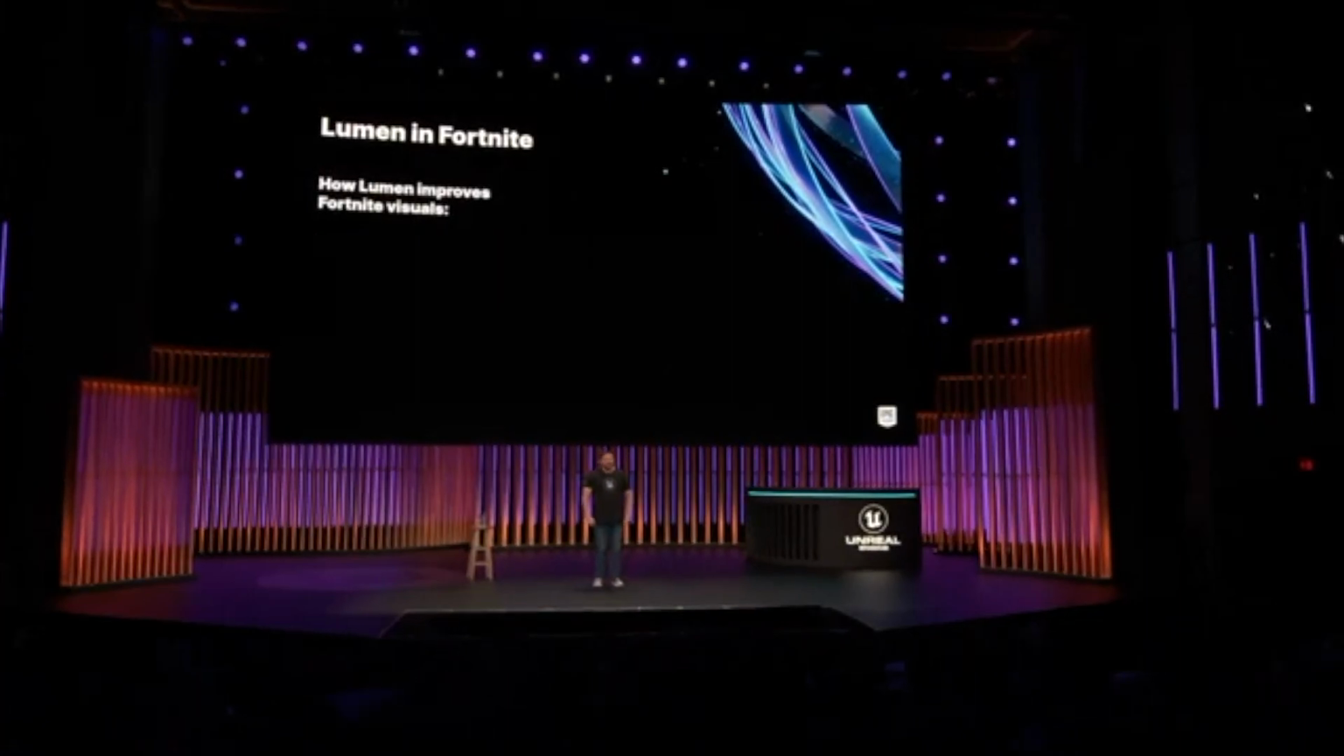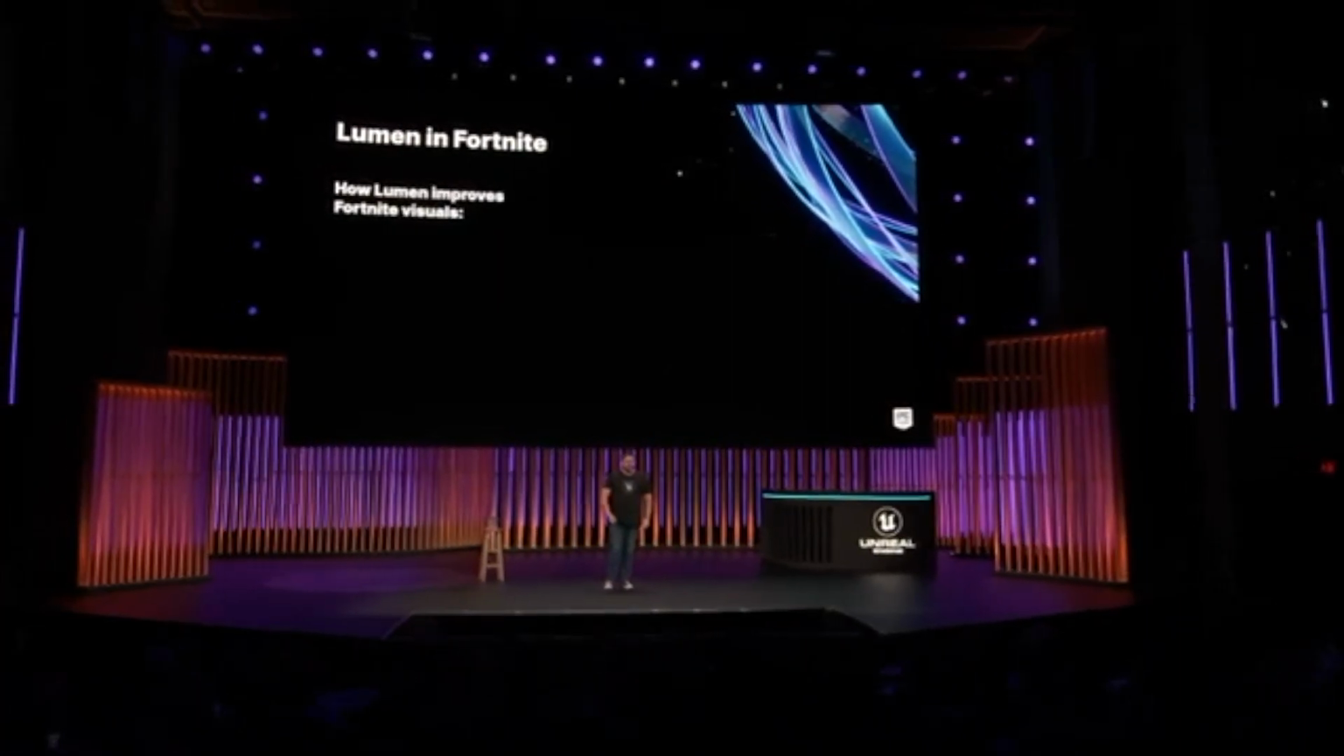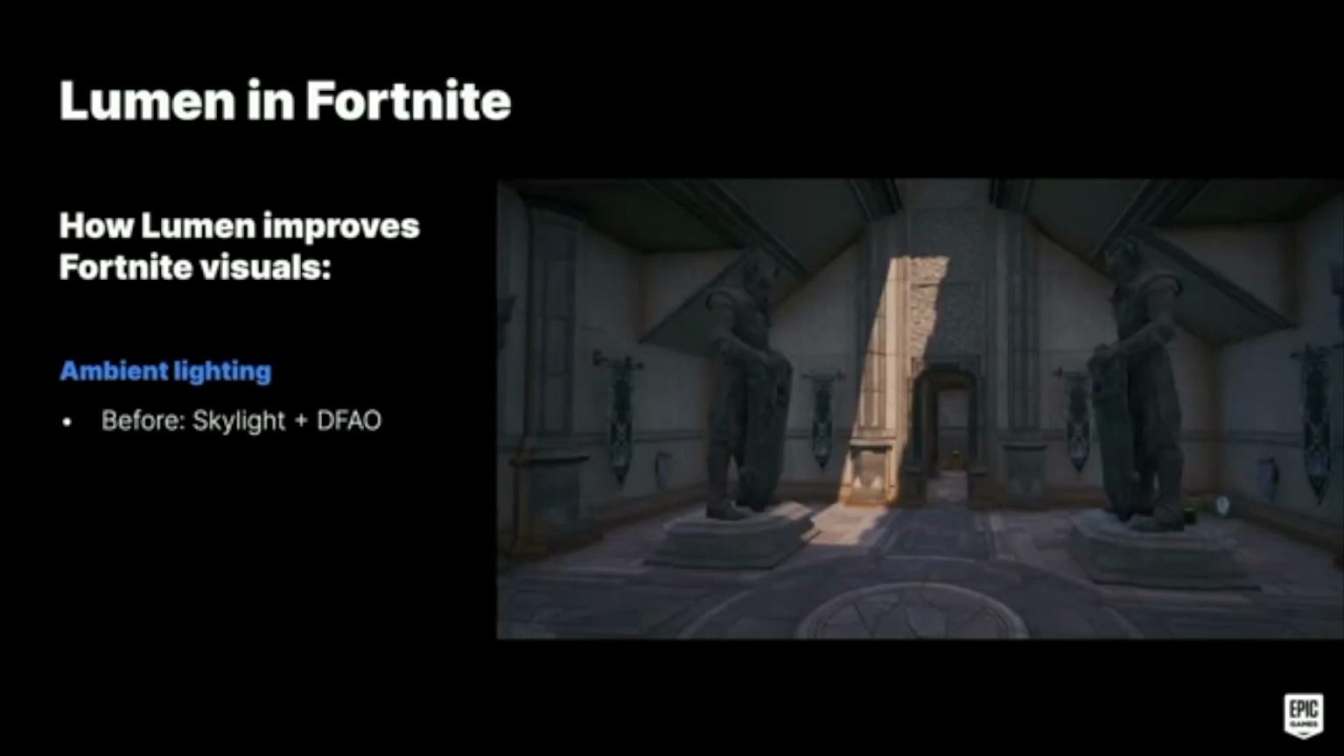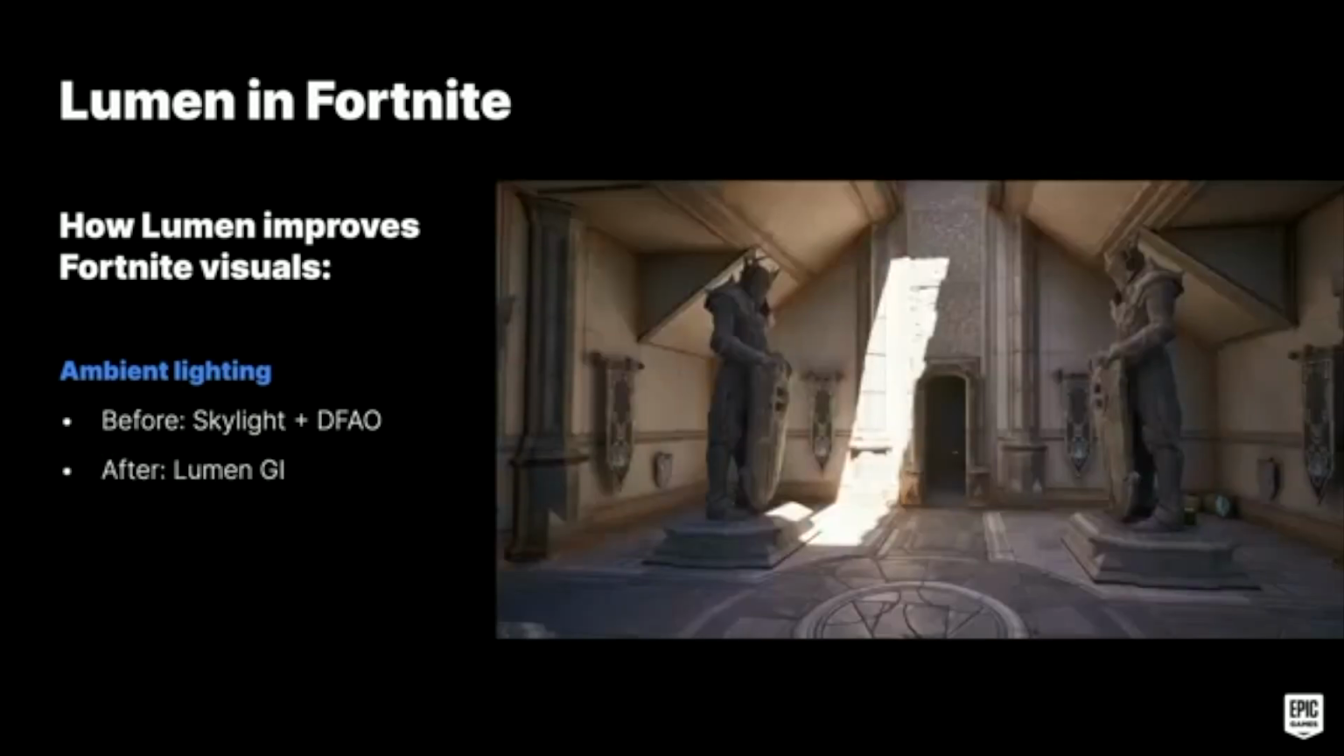Let's start with how Lumen was ultimately utilized to improve the visuals in Fortnite Chapter 4. In previous chapters, only distance field ambient occlusion was used for ambient lighting, causing interiors to feel cold as blue skylight leaks into the buildings. In Chapter 4, Lumen calculates global illumination at high quality, adding back the warm sunlight bounce and detailed indirect shadows.